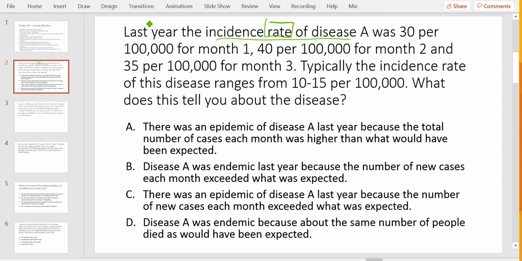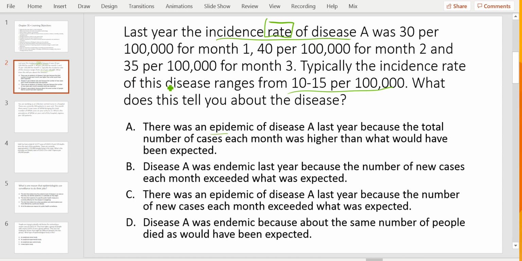And then we've got more terminology here. Incidence rate is the number of new cases. So when we say that this is 30 per 100,000 for month 1, it means there were 30 new cases of disease A during that month. Typically, the incidence rate of this disease ranges from 10 to 15 per 100,000. Then we want to know what this tells us about the disease. A says there's an epidemic of disease A because the total number of cases were higher. B says disease A was endemic because the number of new cases each month exceeded what was expected. C says it was an epidemic because the number of new cases exceeded what was expected. And D says disease A was endemic because about the same number of people would have died.